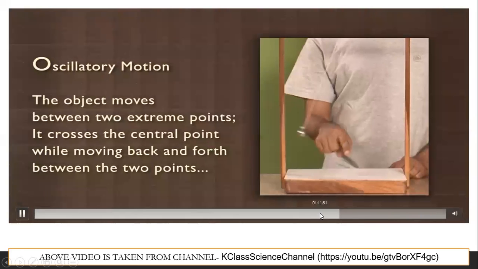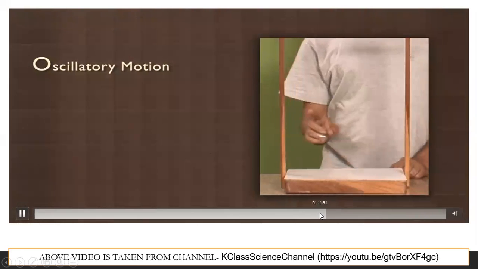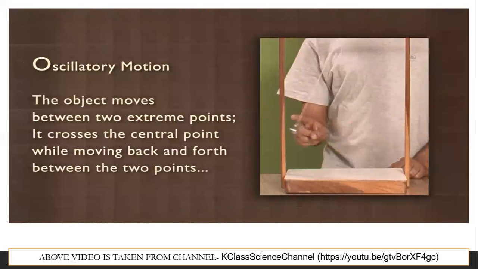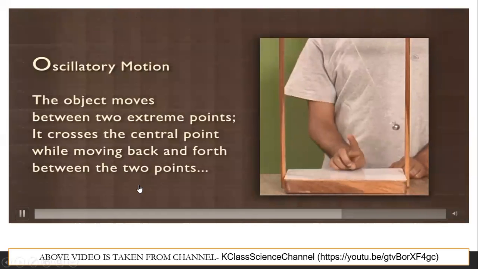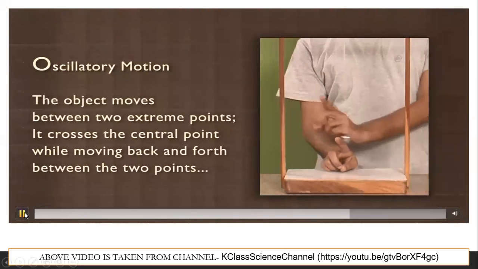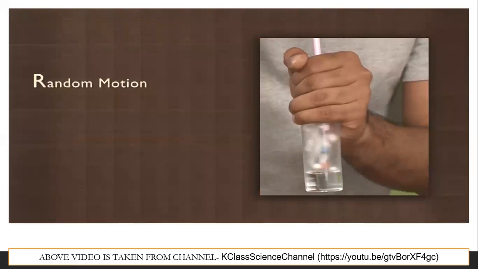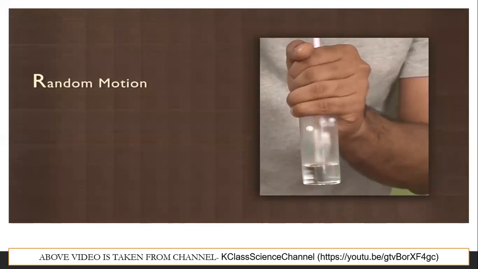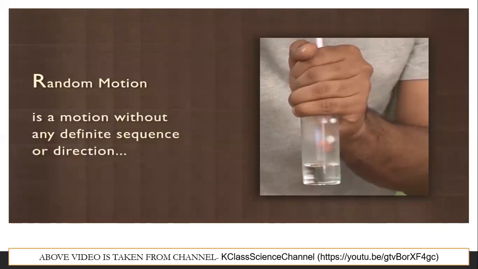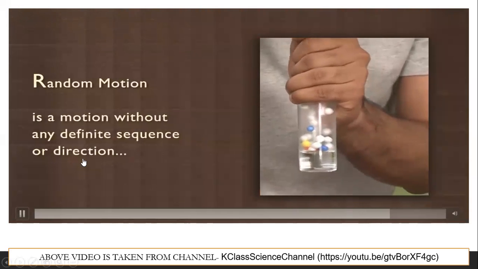Its movement is called oscillatory motion. The object moves between two extreme points. It crosses this central point here while moving back and forth between the 2 points. The movement of the thermocol balls is random motion. Random motion is a motion without any definite sequence or direction.